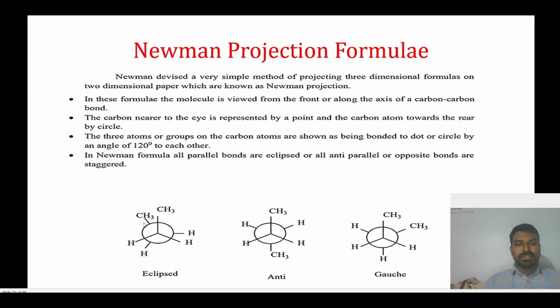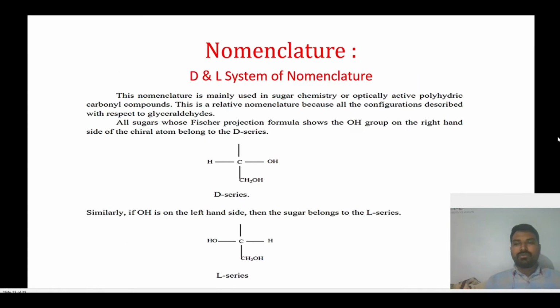Now like this, if the groups are in one line, it is eclipsed, and if the groups are at 180 degrees, it is anti, and if the groups are at 60 degrees, it is the gauche formula.